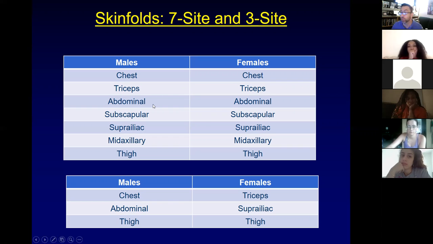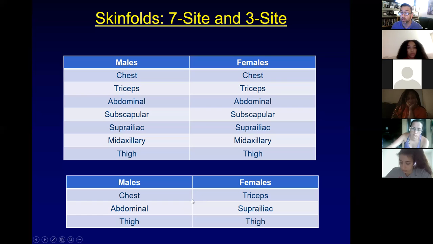You would add up your numbers and plug them into some equations that you guys will see. And then that will give us a body density, and then we use that density to calculate our percent body fat. Okay. For the 3 site, we use chest, abdominal, and thigh in men. And then in the women, we use triceps, suprailiac, and thigh. So we're basically changing sort of the 2 upper body ones between men and women.